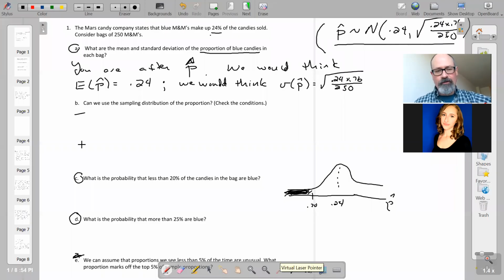And so we can address the question by writing down the probability of that. It's about 0.07, and that's the region that you're talking about. That's the area of the region. What's the probability that more than 25% are blue? This is the symmetric problem. 25% in this picture is a little bit to the right of 0.24, so you're expecting it to be somewhat less than a half.